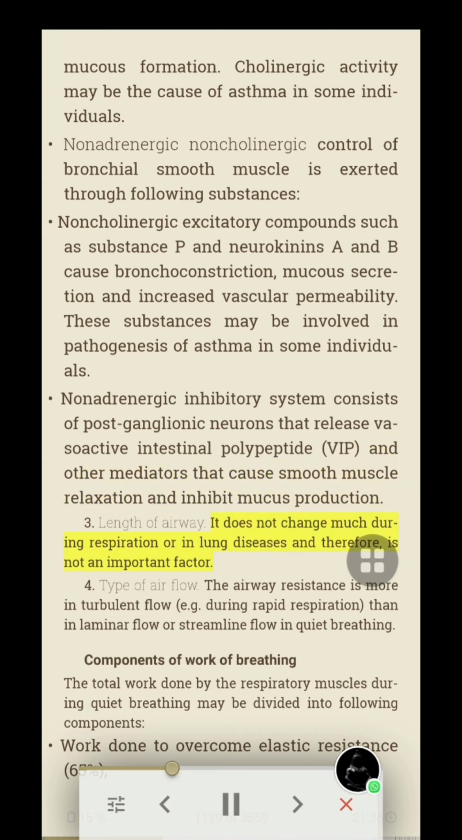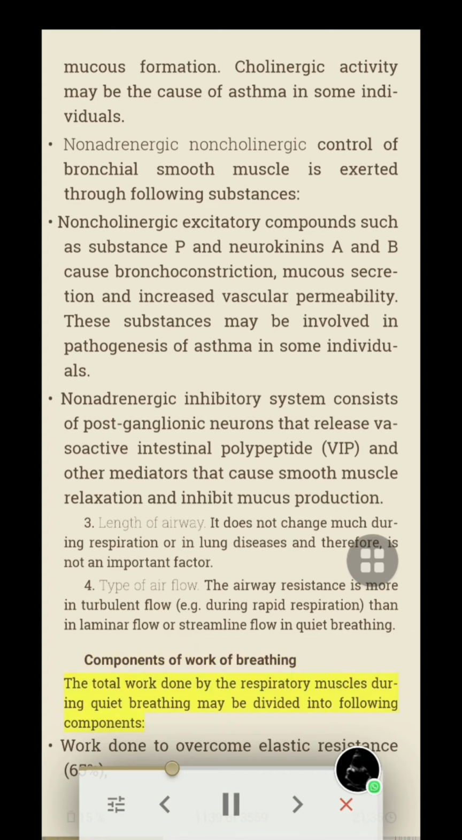3. Length of airway. It does not change much during respiration or in lung diseases and therefore is not an important factor. 4. Type of airflow. The airway resistance is more in turbulent flow, e.g., during rapid respiration, than in laminar flow or streamline flow in quiet breathing.